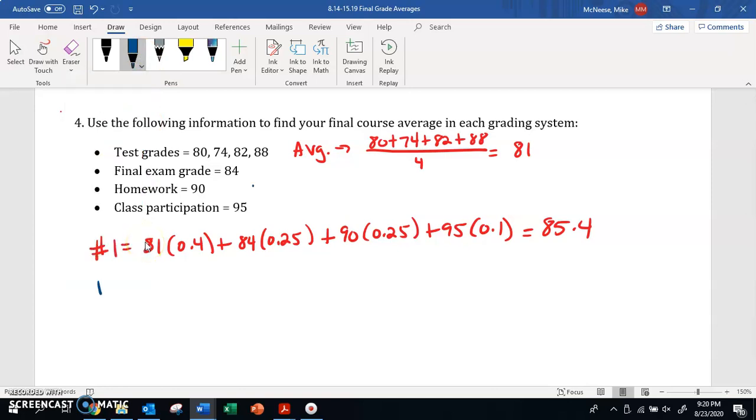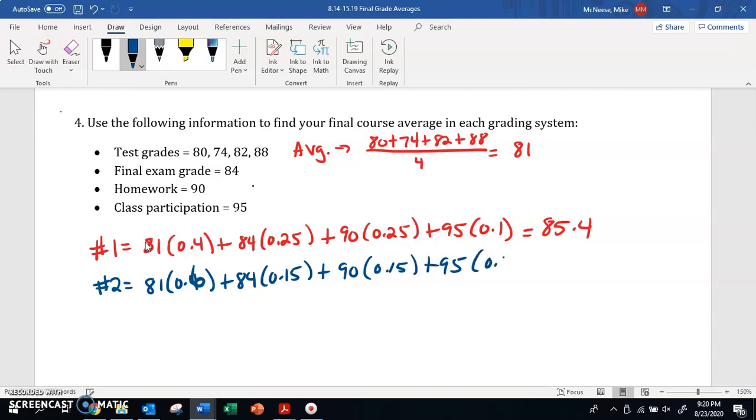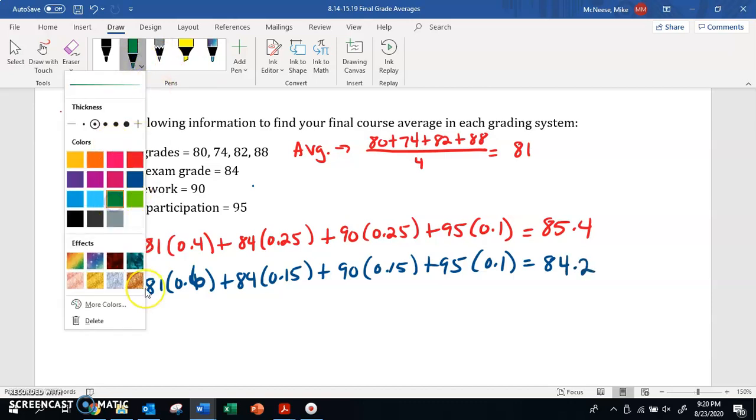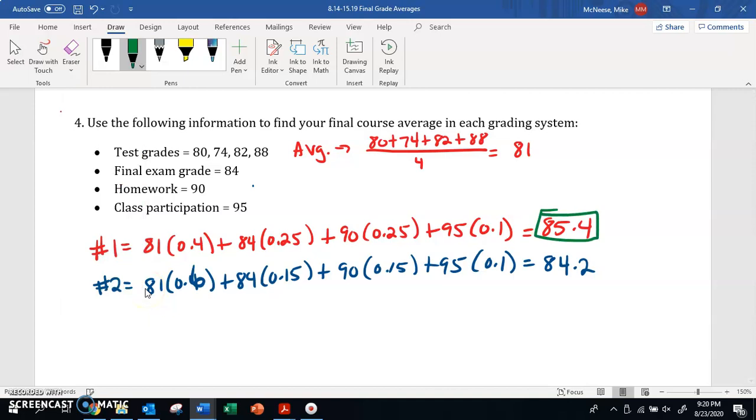And then number 2, system number 2, we would get 81 times 0.6 plus 84 times 0.15 plus 90 times 0.15 plus 95 times 0.1. And these average out to be 84.2. So in this scenario, what we would say is that number 1 is better, right? It's a higher grade. So number 1 is better. Okay.